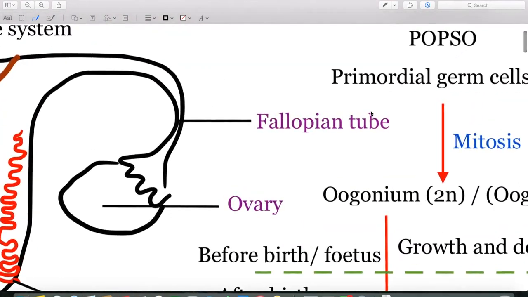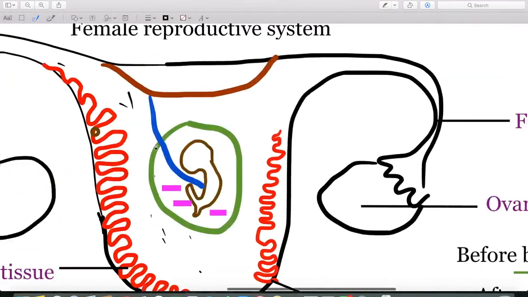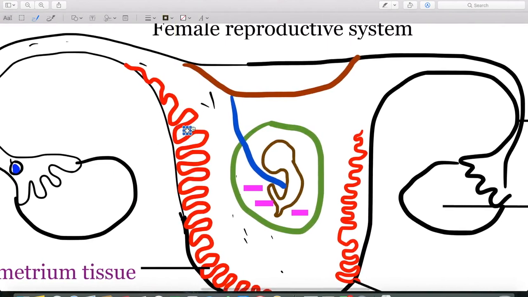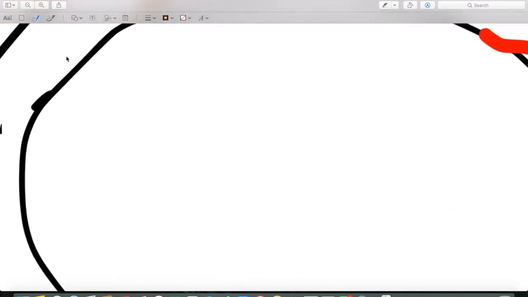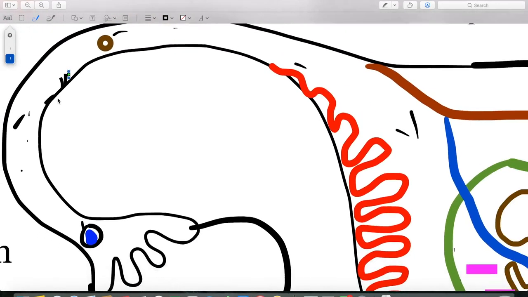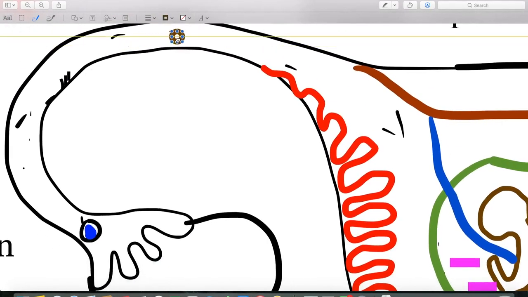Now this blastocyst is the one. Let's look at this here. This is the blastocyst. The fallopian tube consists of cilia. If you look at the fallopian tube here, they have fine cilia, which help the embryo be pushed to the uterus. It will be pushed, but this is a slow process. It takes weeks.